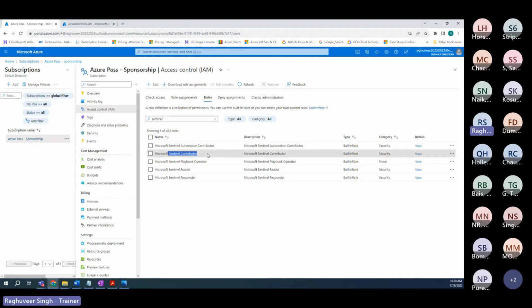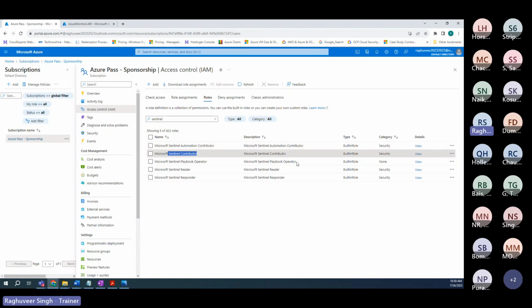Then comes another role, which is Microsoft Sentinel contributor. Now this is the actual admin, somebody who has done the architecture, design, and somebody who's also responsible for the upgrade, maintenance, and enhancement of the service capability. So Sentinel contributor, somebody who has contributor access.